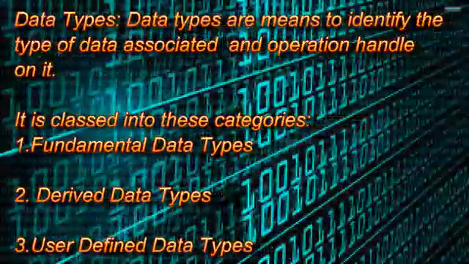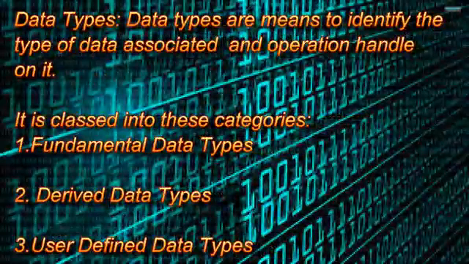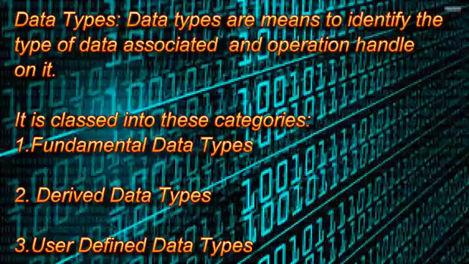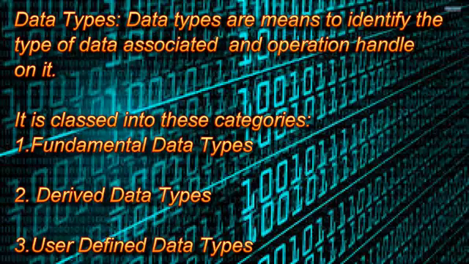In C++ we have these categories of data types. Number one is the fundamental data type, next is the derived data type, and third is the user defined data type. Fundamental data types are already available in the compiler and we do not need to define them. Derived data types are accessed from the fundamental data types. User defined data types include both the fundamental as well as the derived data types.